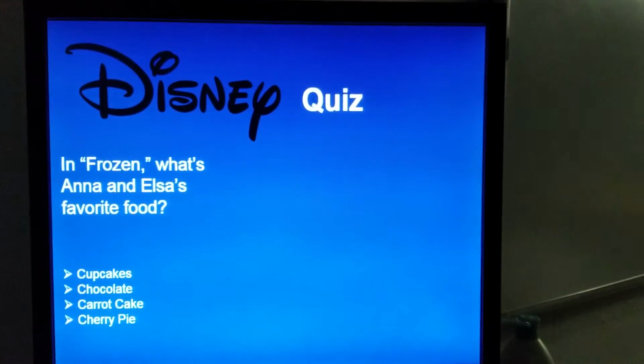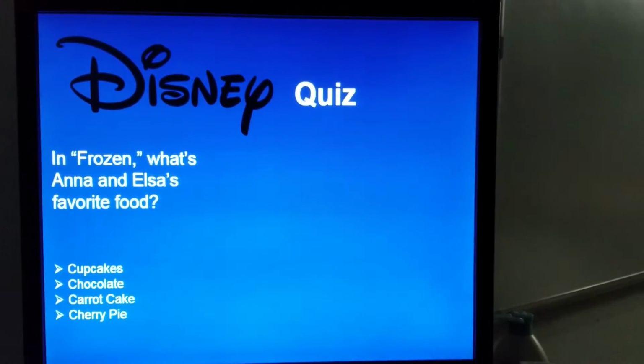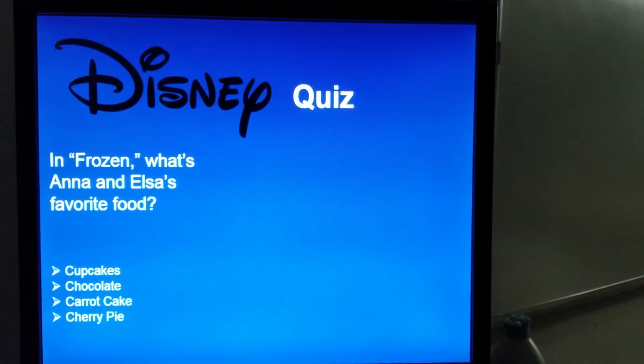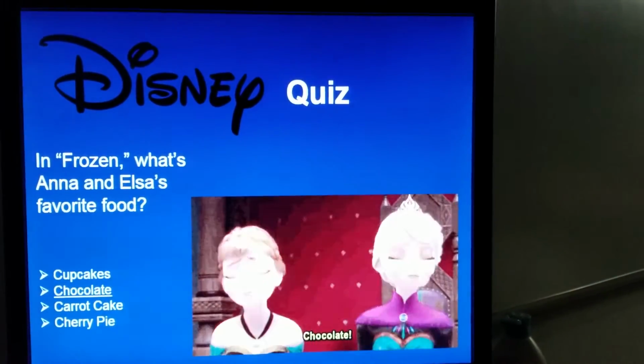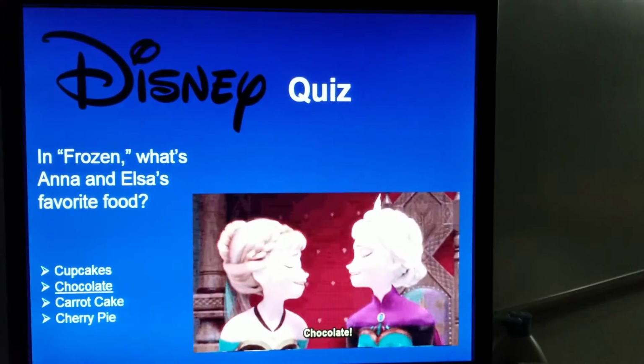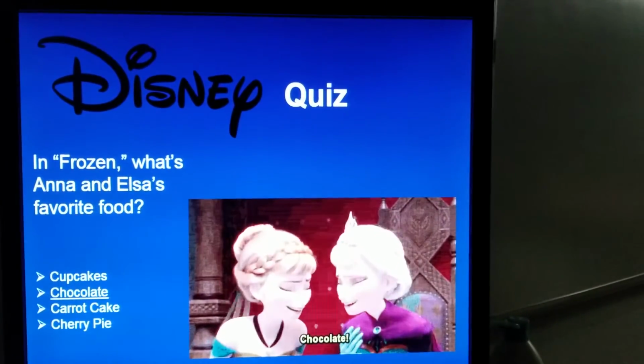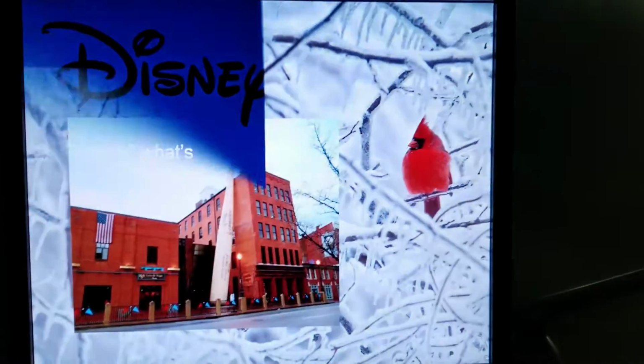Our Disney quiz: in the movie Frozen, what is Anna and Elsa's favorite food? Was it cupcakes, chocolate, carrot cake, or cherry pie? Remember, there's a moment in the movie where they're like, chocolate. Yeah, share a little laugh as well. Yes, in the movie Frozen, Anna and Elsa's favorite food, we find out, is chocolate.